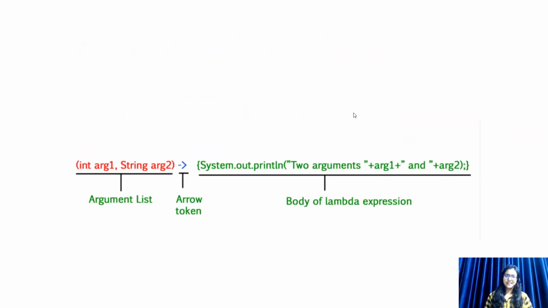So this is the syntax. First is our argument list. We can have any number of arguments, and we can have 0 arguments as well. Then we have an arrow token and the body of the Lambda expression, where we'll have all the operations that have to be done.